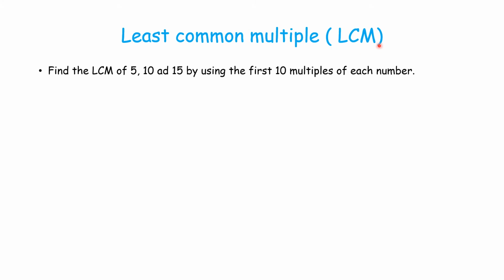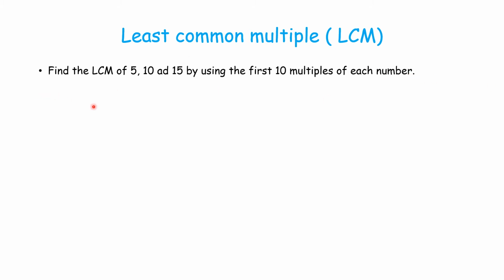Okay, least common multiple. Now we have to find the least common multiple by using the first 10 multiples of each number. So first, what are the first 10 multiples of 5? 5 ones are 5, then 10, 15, 20, 25, and so on. The first 10 multiples of 10 are 10, 20, 30, 40, 50, 60, 70, and so on. And the first 10 multiples of 15 are 15, 30, 45, 60, and so on.